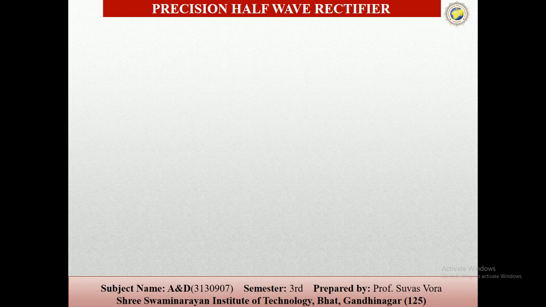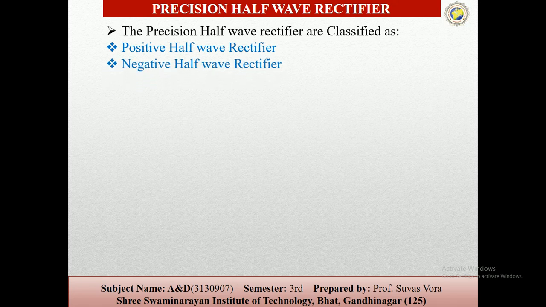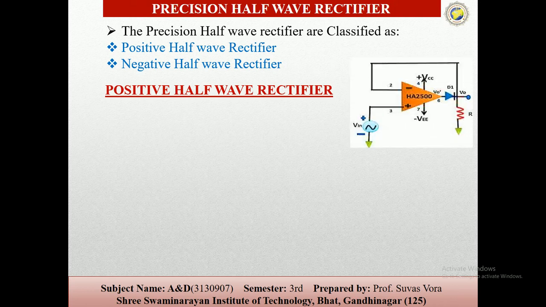So precision rectifiers, the half wave rectifier, is basically classified as two main rectifiers. The first one is the positive half wave rectifier and the second is the negative half wave rectifier. Now start with the positive half wave rectifier. So show the figures. The positive small signal precision half wave rectifier.